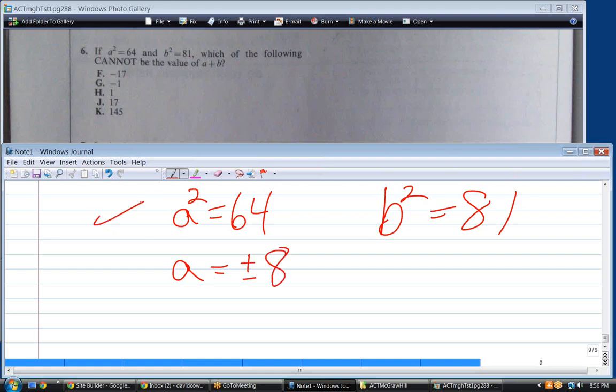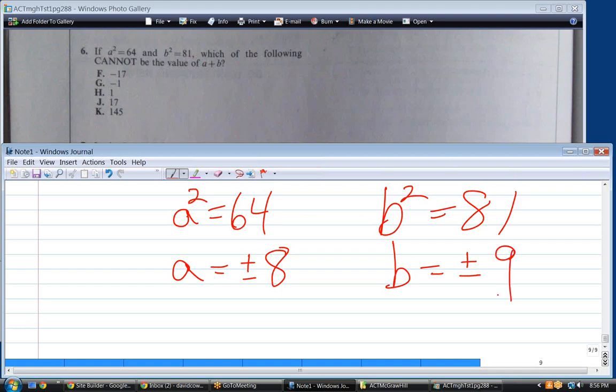Whenever you're solving an equation by taking the square root of both sides, make sure the first words out of your mouth are plus or minus. Everybody forgets it, including me. But if you forget it, you're going to mess up on these problems. What's B? Plus or minus 9.